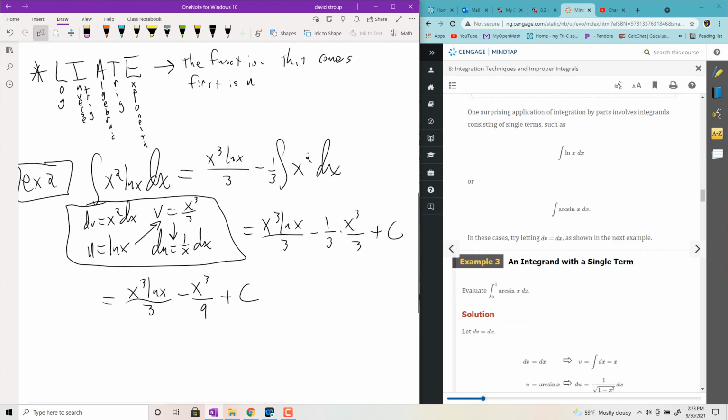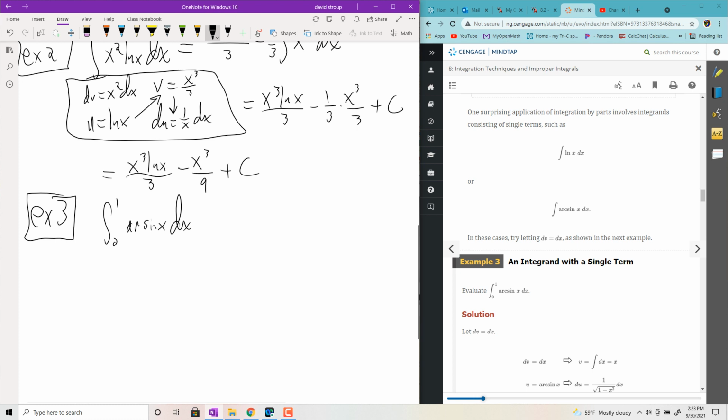Okay, so sometimes you're only going to have one function in your integral, and you're thinking, okay, so what do I do? You just pretend one of the functions is the number 1. For instance, example 3, integrating arc sine of x from 0 to 1 dx. I can't integrate arc sine, so you're definitely not going to make that your dv. You'll make it your u.